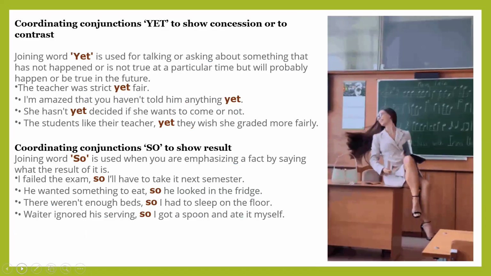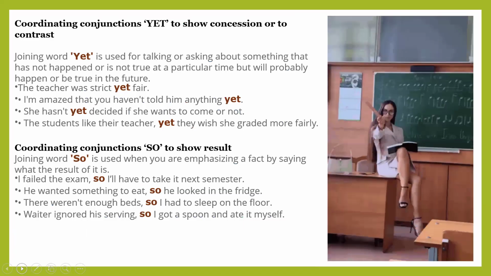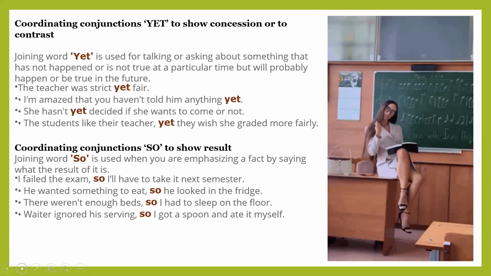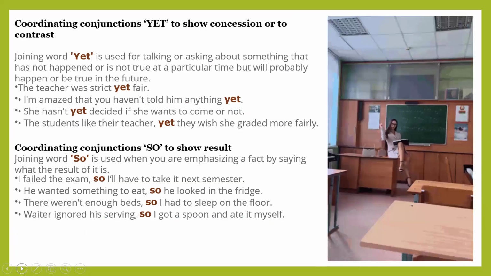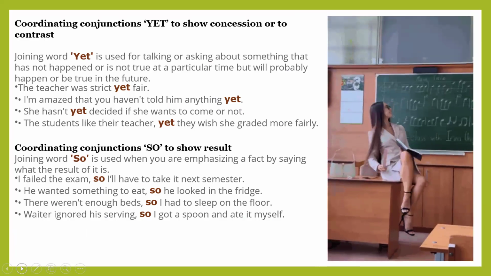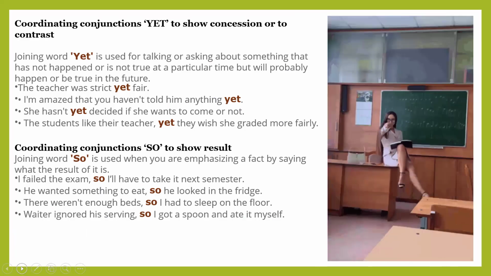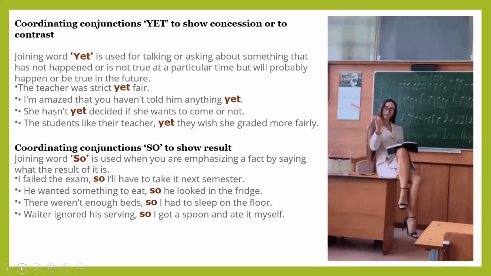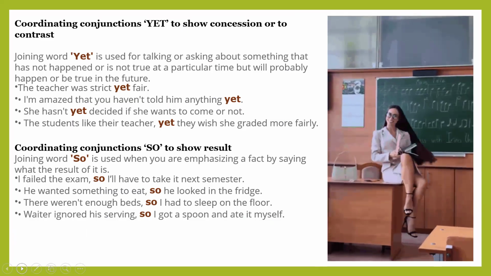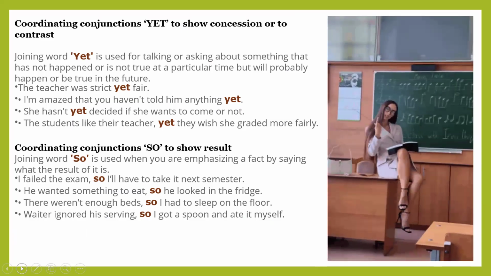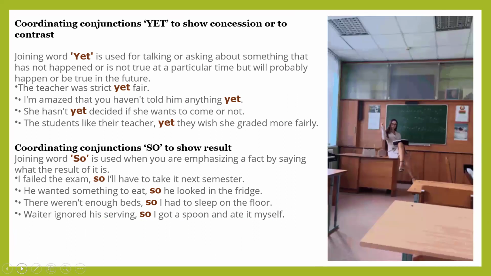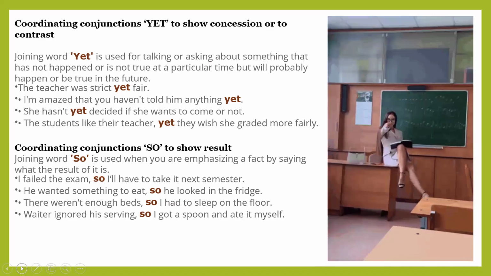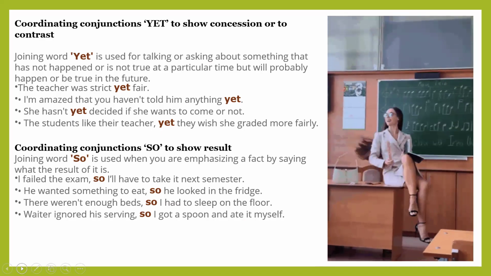Coordinative conjunction "yet" shows concession or contrast. The joining word "yet" is used for talking or asking about something that has not happened, or is not true at a particular time, but will probably happen or be true in the future. The teacher was strict yet fair.